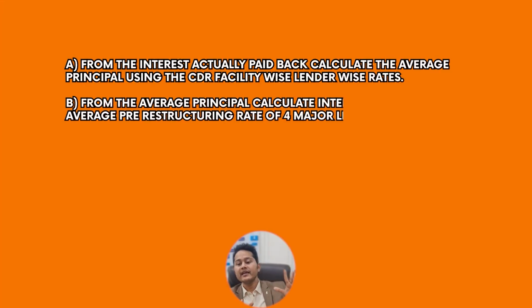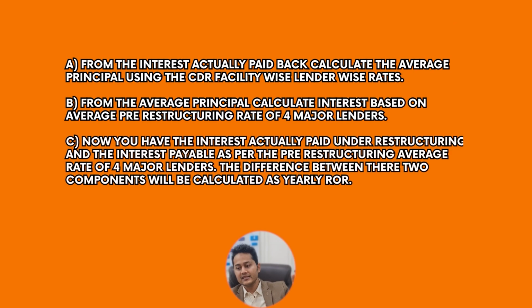Second point, now that you have the average principal on which interest was paid during the restructuring package, you have to apply the average of the 4 major lenders' pre-restructuring rate to calculate what would have been the interest that would have been paid by the company had no concession been extended to them. So you have two components. First, interest actually paid under the restructuring package, and second, the interest payable on the average underlying principal based on the average rate of 4 major lenders had restructuring not taken place.